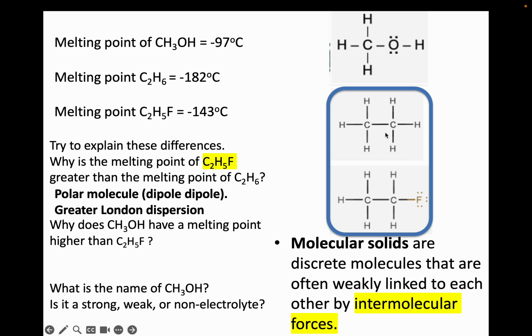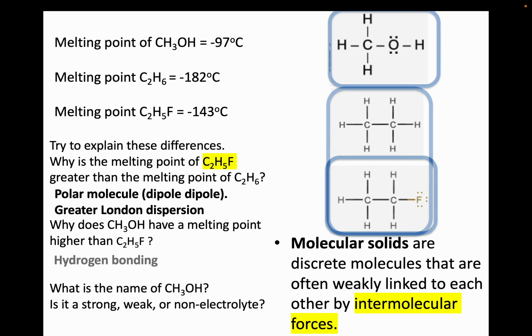The C2H6, that's going to have a very small dipole moment because the electronegativity difference between carbon and hydrogen is quite small. Whereas I think the one at the bottom, that's definitely going to be a polar molecule. So to explain the stronger attractions, I would be using both London dispersion forces and the fact that that has dipole-dipole interactions.